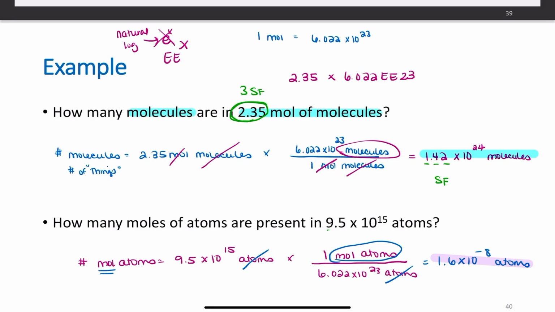Second question, 9.5, 2 sig figs. Again, that 10 to the 15th is telling you how big the number is. It's not your sig figs. 9.5 is my sig figs. My final answer, 2 sig figs as well. So 2 sig figs in my measurement, 2 sig figs in my final answer. I'm using Avogadro's number to 4 sig figs, so that will not limit my calculations.